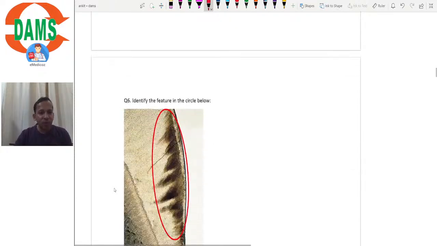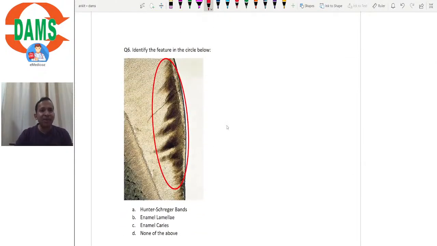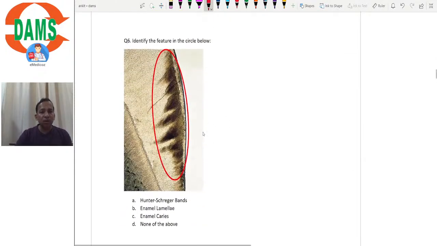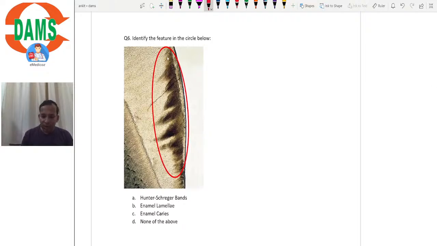So let's go to the next question. Question 6. Identify the feature in the circle below. So you can see some dark bands here, right? And also we can see an enamel lamellae, isn't it? So which of these two would you go with? Options are Hunter-Schreger bands, enamel lamellae, enamel caries, and none of the above.